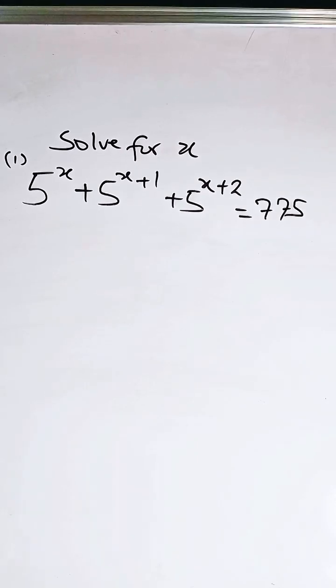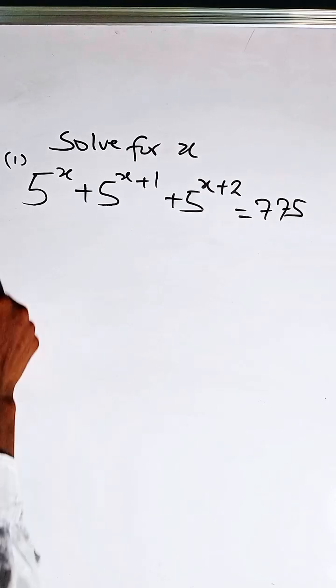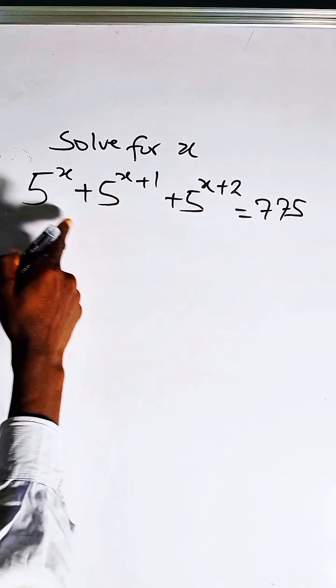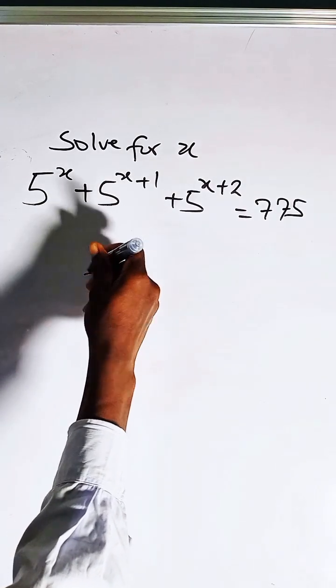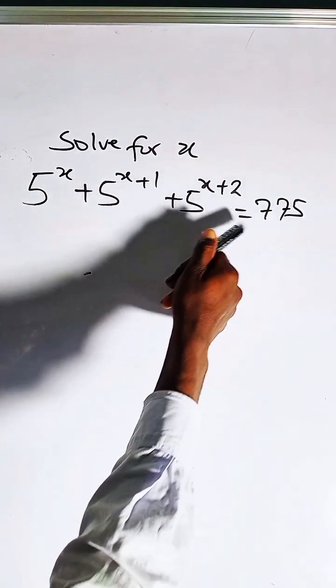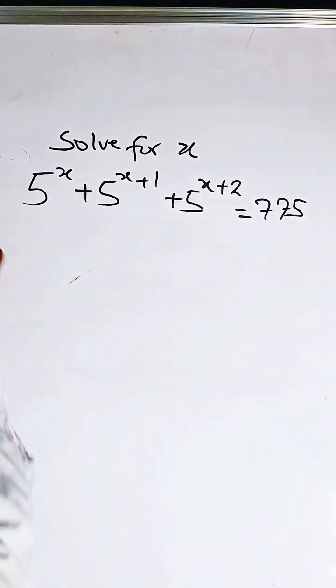The question says, solve for x in this equation. So we have 5 raised to the power x, plus 5 raised to the power x plus 1, plus 5 raised to the power x plus 2, equals 775. So how do we do this?